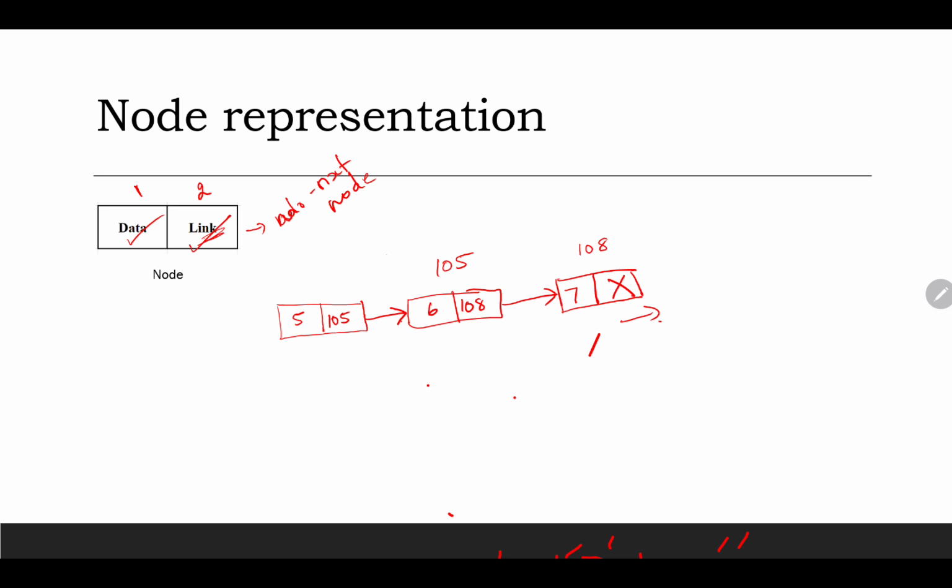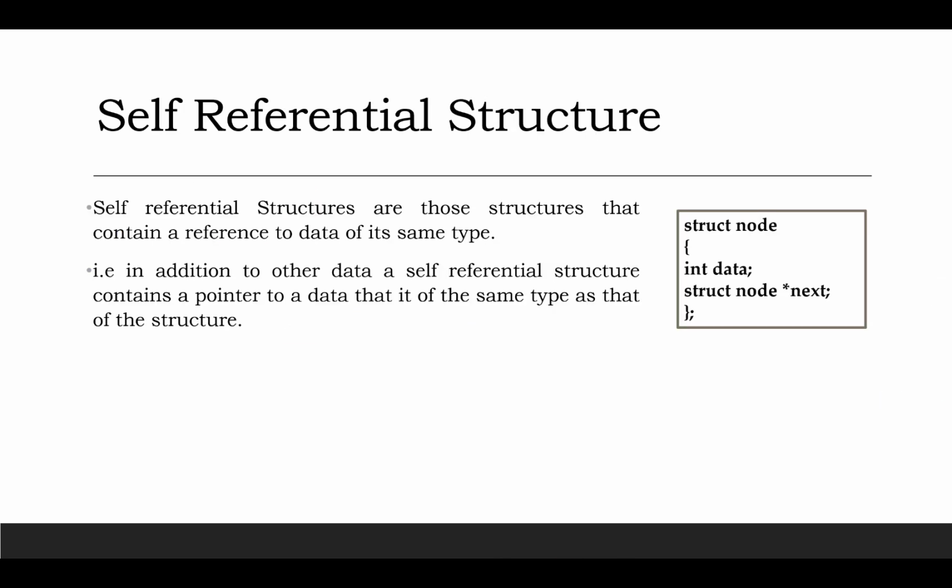Next we will see what a self-referential structure is. A self-referential structure is a structure that contains a reference to data of its same type. In addition to the other data, the self-referential structure contains a pointer to data of the same type as the structure itself.